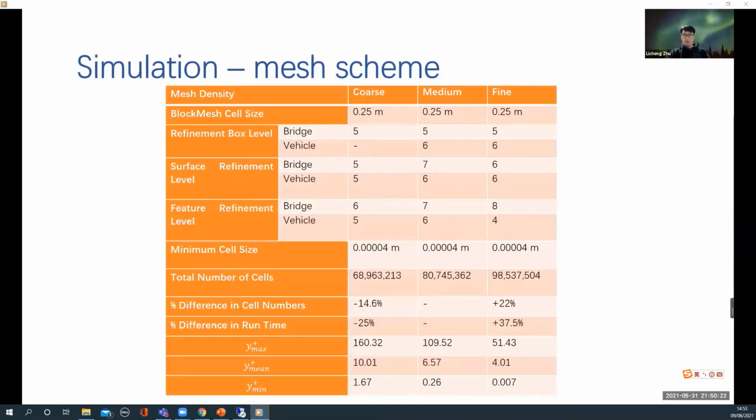Here is a summary of the three different meshes. Generally, they differ in the level of refinement, and the fine mesh has the best refinement of the bridge. The coarse one has a lot of parts of the bridge broken or distorted. So that's a main reason for the inaccuracy, and you can see that the fine one has the best Y+ value. It has an average Y+ value of 4.